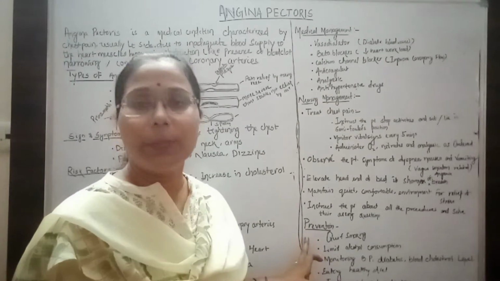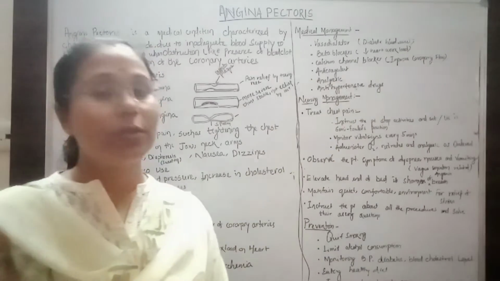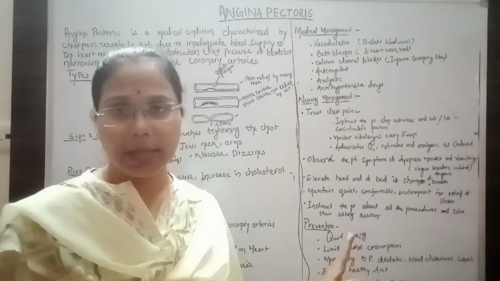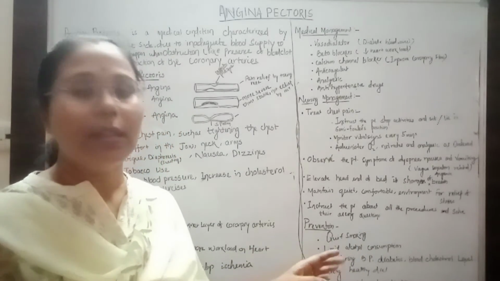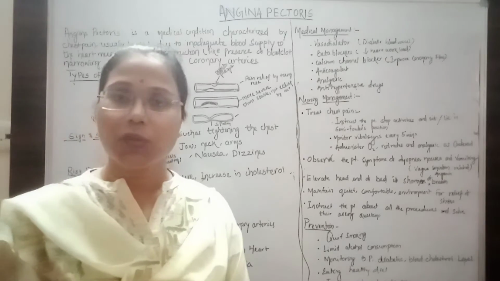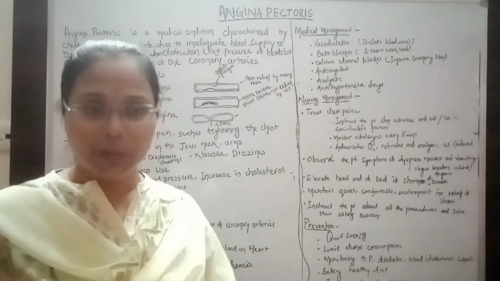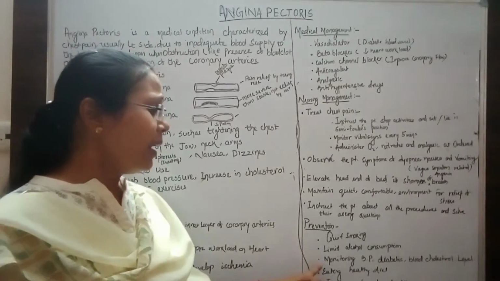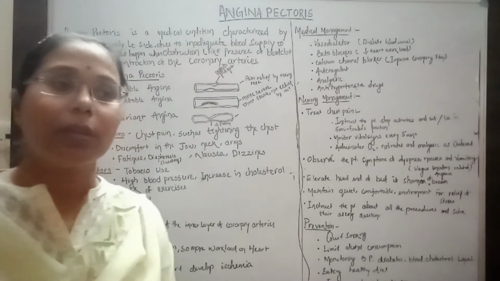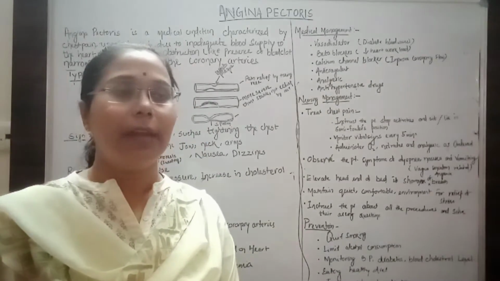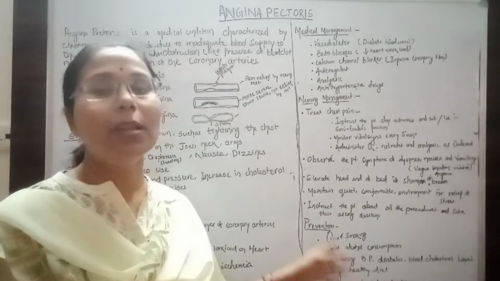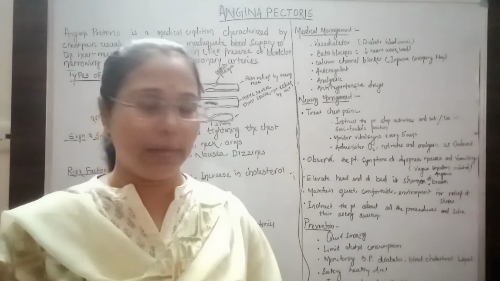The last topic is prevention. What preventive measures should we take to avoid angina pectoris? One is to quit smoking. Those who smoke regularly should quit immediately and limit alcohol consumption. Also monitor BP, diabetes, blood sugar level and blood cholesterol level. Patients with a history of blood pressure and diabetes must consult their physicians and monitor their blood pressure, sugar and cholesterol levels regularly.